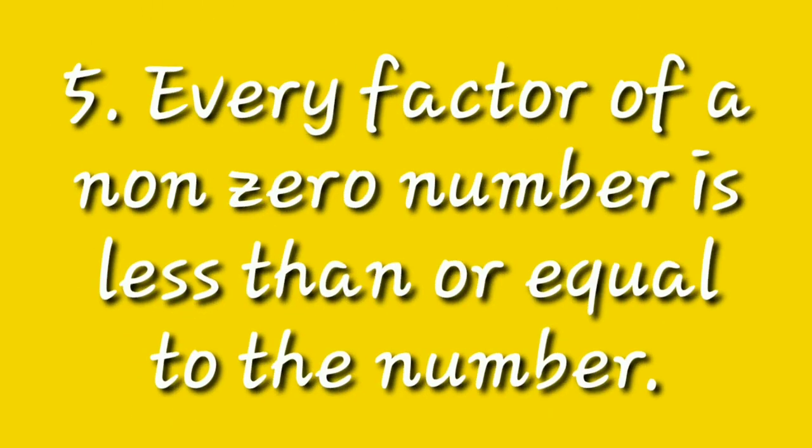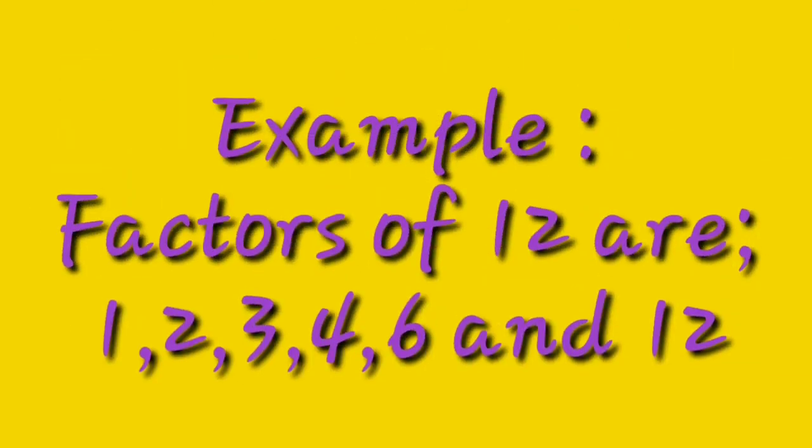The next property states that every factor of a non-zero number is less than or equal to the number. It means that if we find the factors of any number, all the factors that come out should be less than or equal to that number. For example, again if we talk about the factors of 12, we find that the factors are 1, 2, 3, 4, 6 and 12, and every factor that comes out here is less than or equal to 12. It means that 1 is less than 12, 2 is less than 12, 3 is less than 12, 4 is less than 12, 6 is less than 12 and 12 is equal to 12. So no factor comes out here greater than 12.